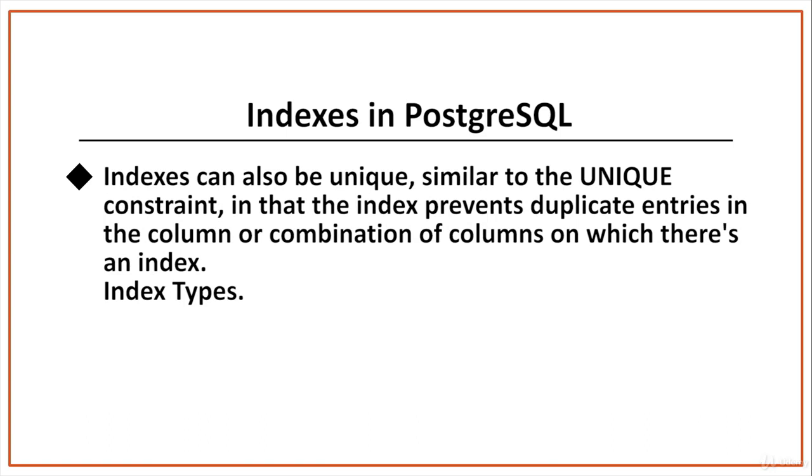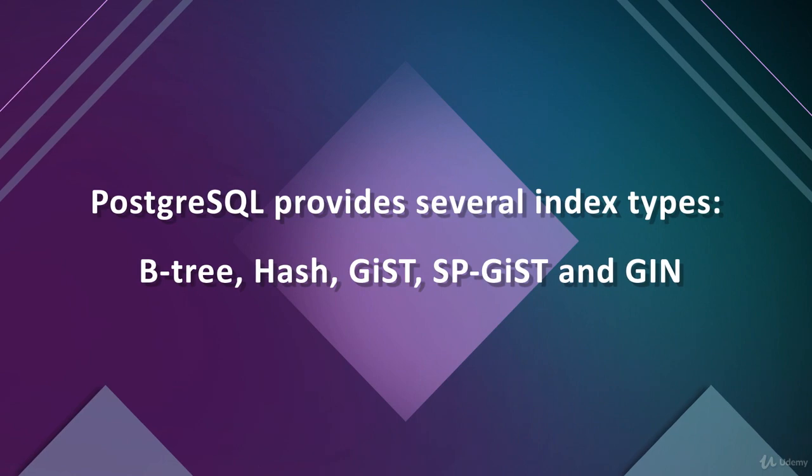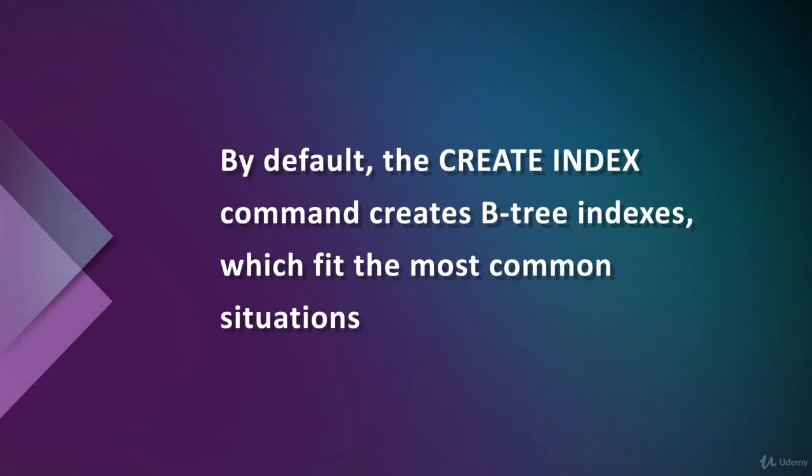Indexes can also be unique, similar to the UNIQUE constraint, in that the index prevents duplicate entries in the column, or combination of columns, on which there's an index. PostgreSQL provides several index types: b-tree, hash, GiST, SP-GiST, and GIN. Each index type uses a different algorithm that is best suited to different types of queries. By default, the CREATE INDEX command creates b-tree indexes, which fit the most common situations.